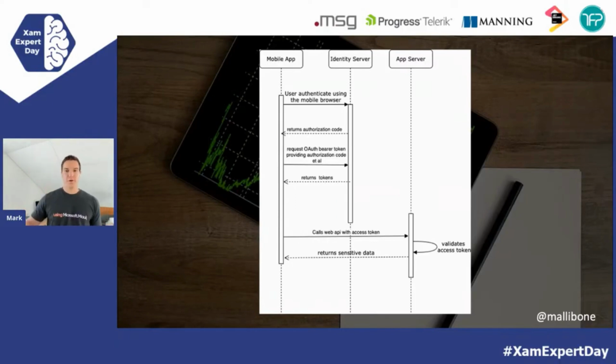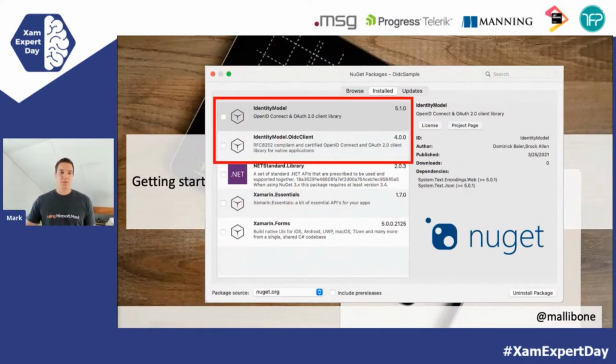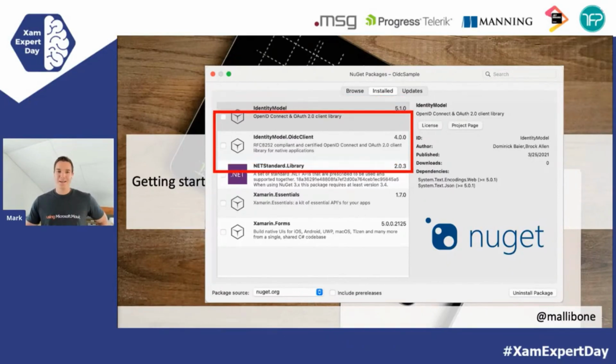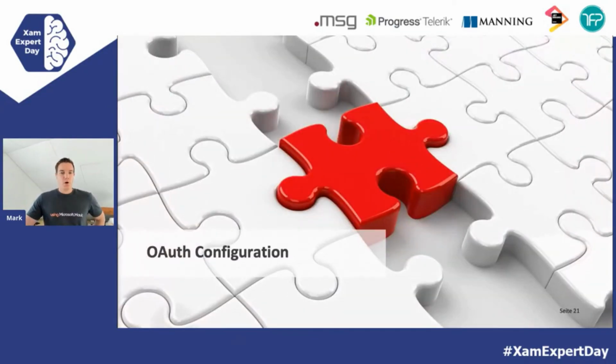So starting out in our code, actually, there are two NuGet packages which I would recommend, or which I'm using here, and it's the IdentityModel and the IdentityModel OIDC client, OpenID Connect client. And there's a third package involved, but we get it kind of per default, so we sometimes forget about it, Xamarin Essentials. So with these three packages up to date and ready to go on the latest Xamarin.Forms standard, all shown there, we can now start to implement our OAuth.